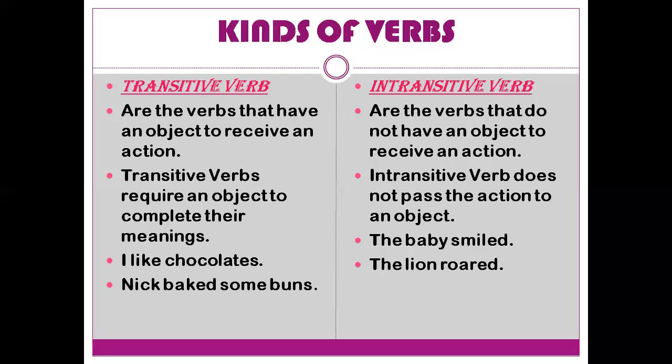Now, suppose you have to make the intransitive verb into a transitive one, then you have to add an object to it. Like, the lion roared in a jungle. So here jungle will be your object and the roar is passing to the jungle. In the same way, Nick baked, full stop. That means the action is finished there. It is not being passed to any object. So now I think you have understood what transitive verbs and intransitive verbs are.